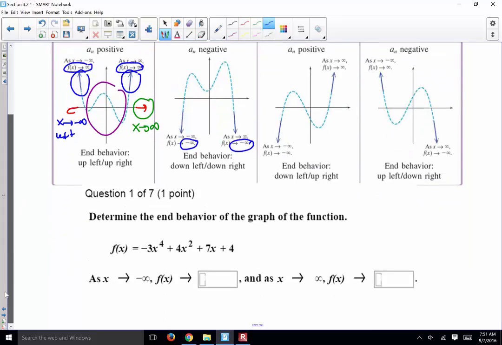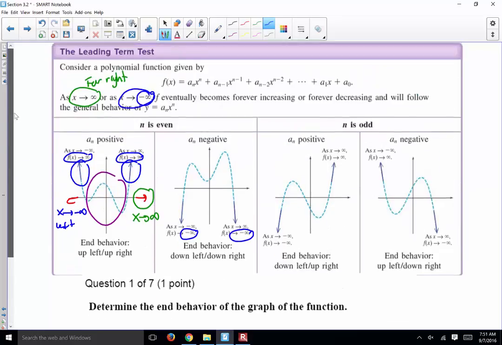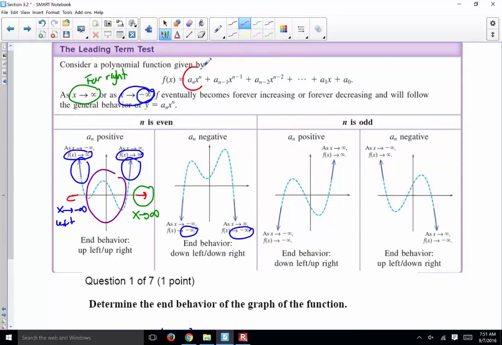Alright, let's take a look at our first question. Oh, I didn't tell you. So who decides which term? There are tons of terms here, right? Who decides how this graph is going to act on the right or left side? It's called the leading term. It's the very first term with the highest power. We also call it the degree. That highest power is called degree.